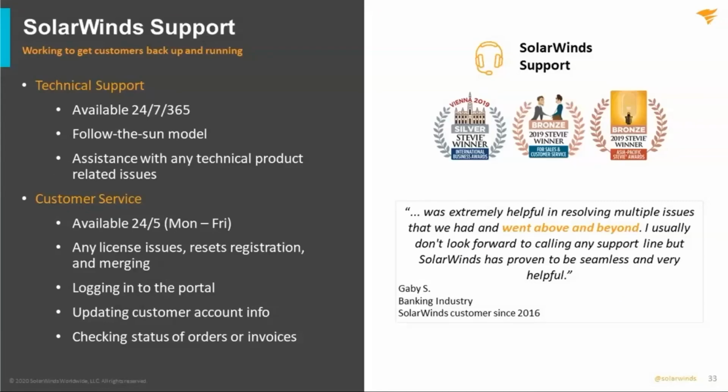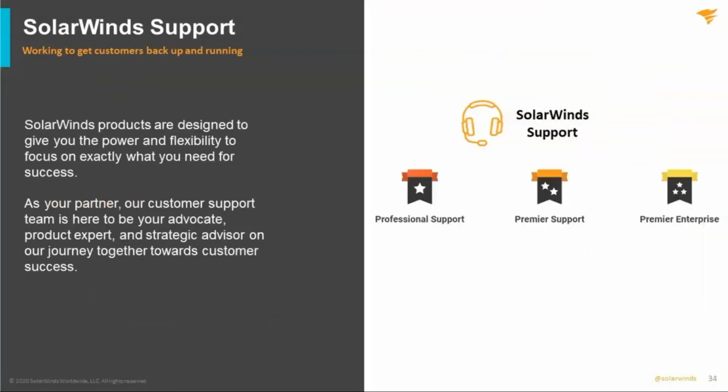We also have, of course, our support capabilities. We have 3 different levels of support now. So professional support is what you get with your license purchase or your subscription purchase. And then if you want enhanced services in certain areas, you have your Premier Support and Premier Enterprise, which is typically designed for the much larger organizations out there.